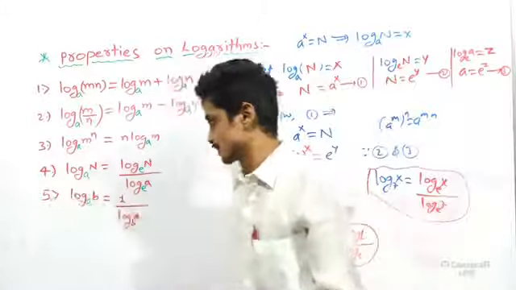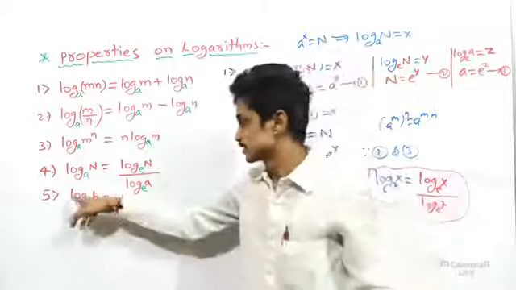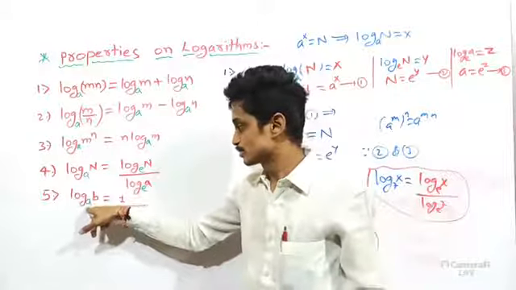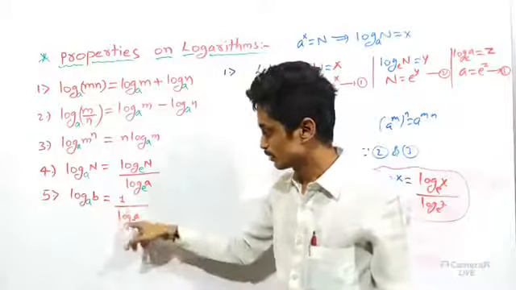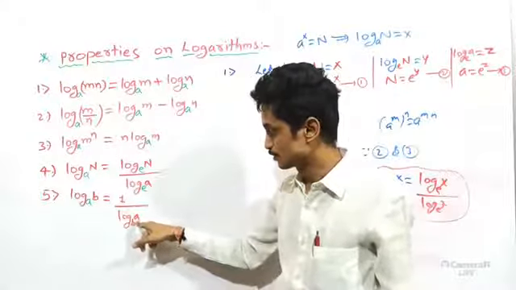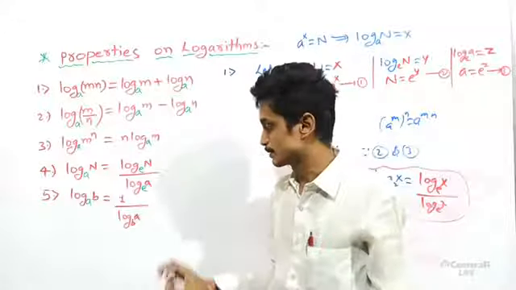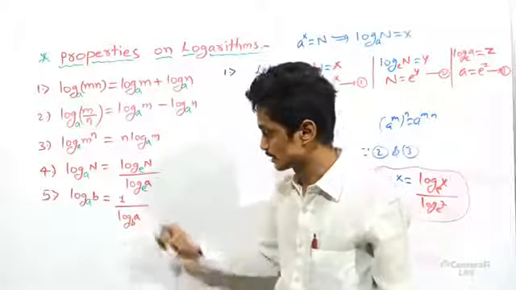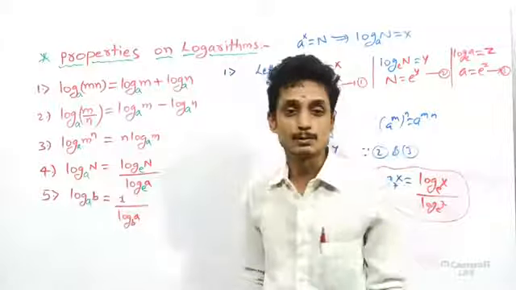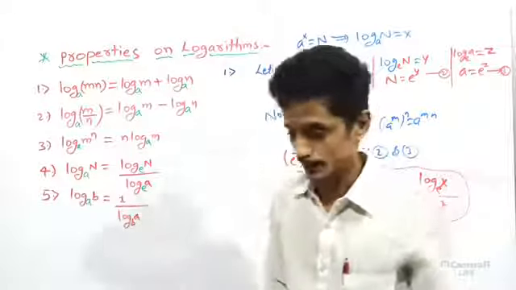And the fifth one, what is actually the fifth one? That is log of b to the base a is nothing but 1 divided by log of a to the base b. One is the reciprocal of the other. Look at the fifth property.